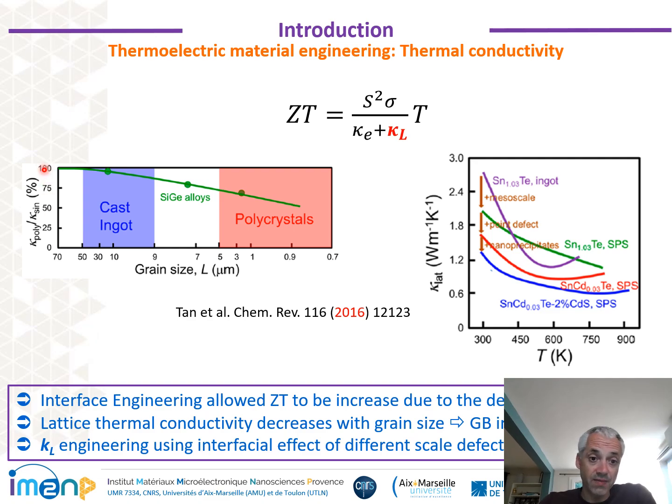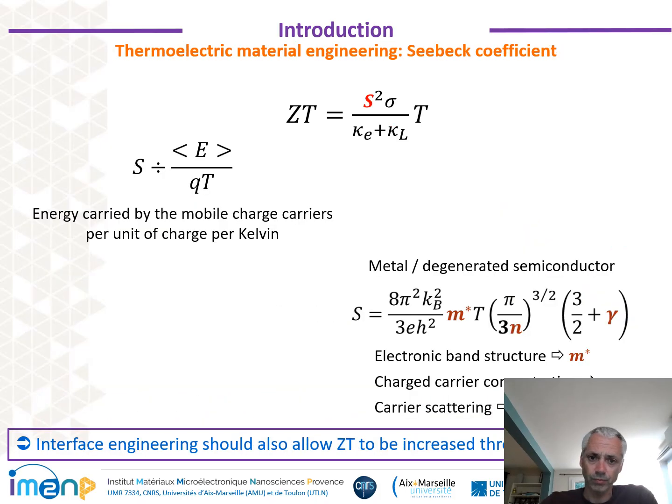As an example, I present here for the same material, a polycrystalline layer, how the lattice thermal conductivity varies versus the grain size in the polycrystals. And we see that when the grain size decreases, which means that the number of interfaces is increasing, we observe a decrease of the lattice thermal conductivity, and this decrease leads to an increase of ZT.